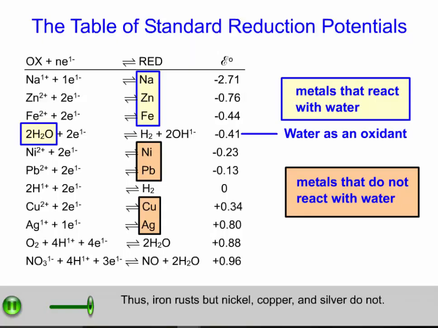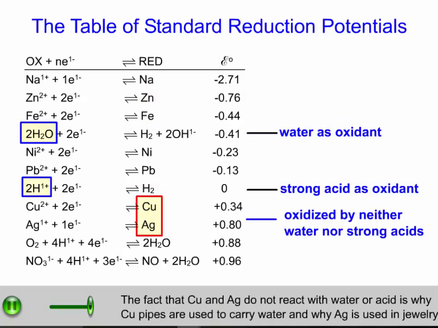The fact that copper and silver do not react with water or acid is why copper pipes are used to carry water and why silver can be used in jewelry.